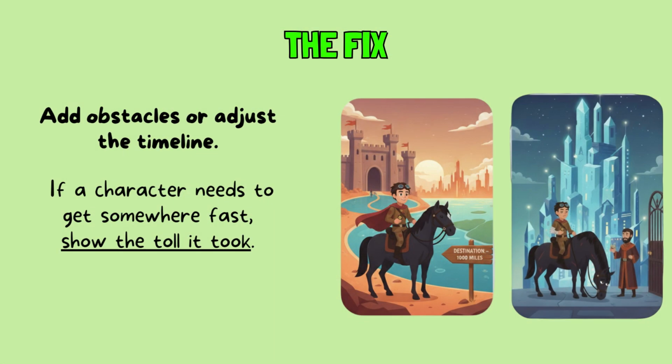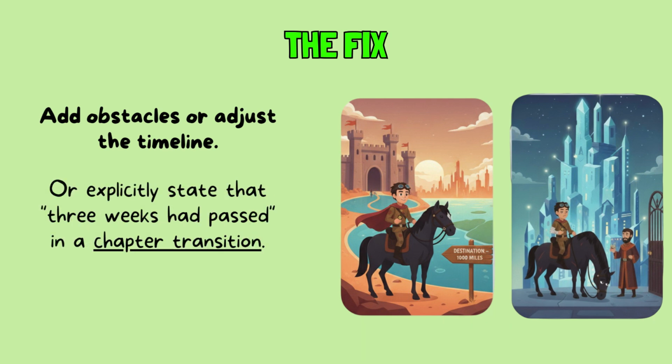The fix: add obstacles or adjust the timeline. If a character needs to get somewhere fast, show the toll it took. Kill their horse, show them arriving haggard and exhausted, or explicitly state that 3 weeks had passed in a chapter transition. Respect the map you built.